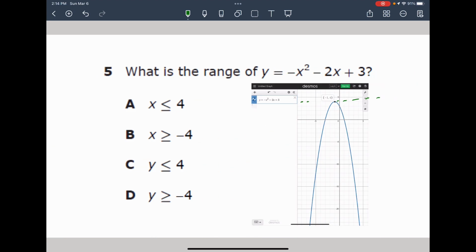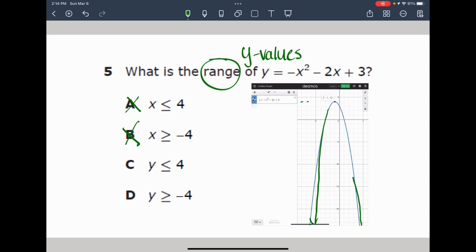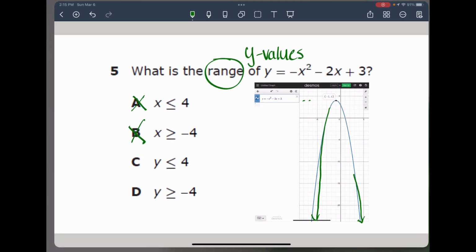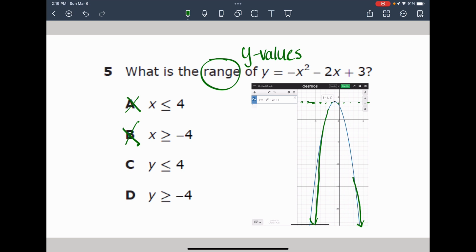This one asks us, what's the range of negative x squared minus 2x plus 3? So range, remember, is y values. So we're going to go ahead and eliminate any choices that talk about x. So we're going to think about the lowest value of y. Well, if we look at this graph, once again, it goes on forever. So it's not going to have a lower y value. But it is going to have an upper value because you can see here the highest point in y is y equals 4. So this is going to be all y that's less than or equal to 4, which is how you get answer choice C.